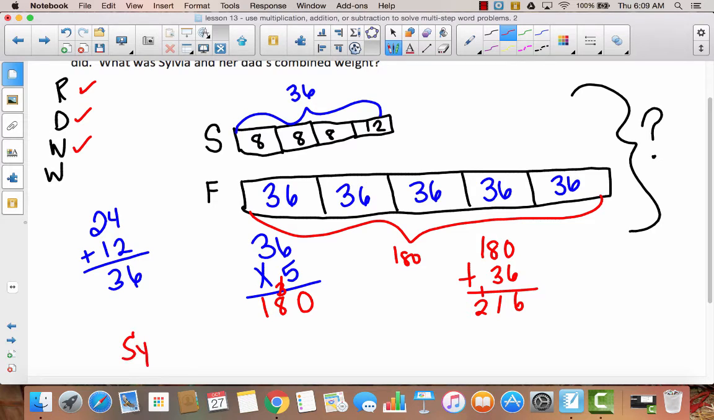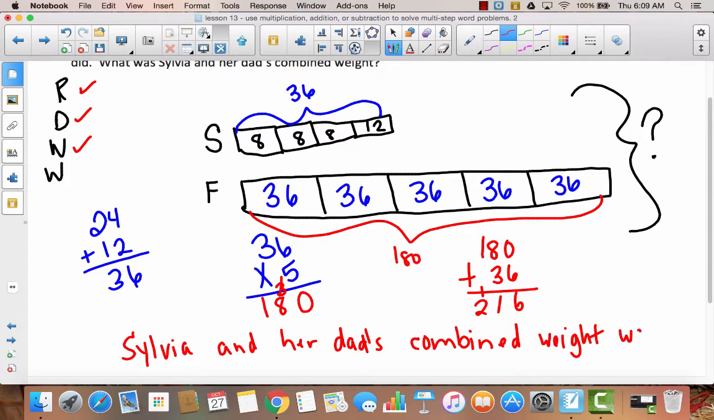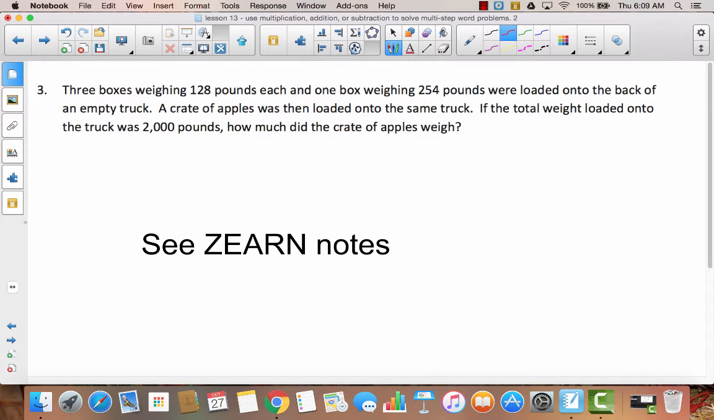So Sylvia and her dad's combined weight was 216, and this is the abbreviation for pounds, so I'm just going to put pounds there. Okay? All right, let's take a look at the next problem. Now, again, this is another problem that was addressed in your Zern.